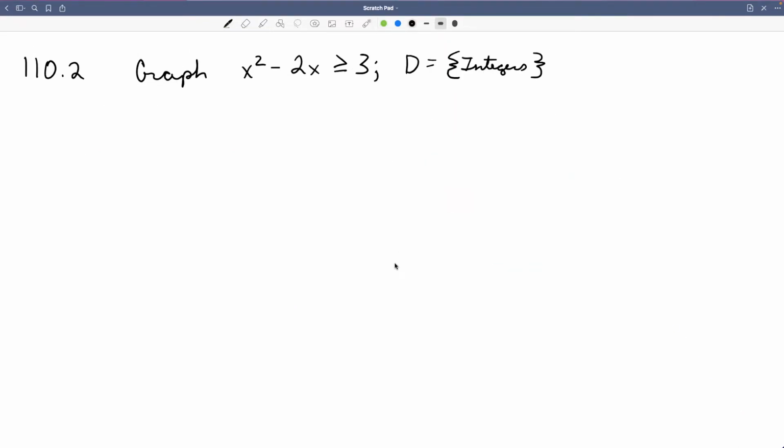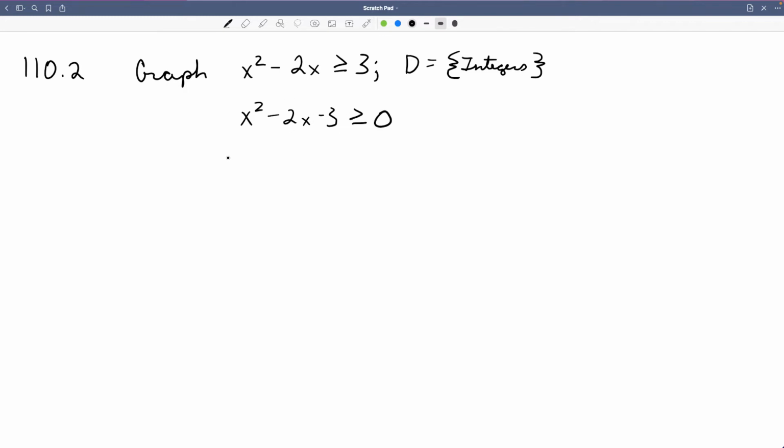All right, let's look at 110.2. In 110.2, we are asked to graph this quadratic inequality in the domain of integers. So first of all, we need to put this in a format that we can use and that we can factor. So that's going to be x squared minus 2x minus 3 is greater than or equal to 0.